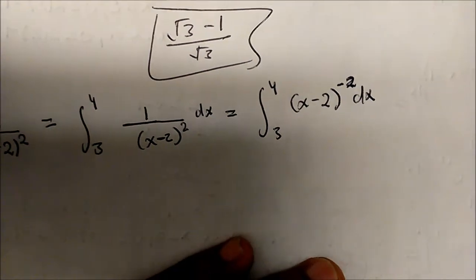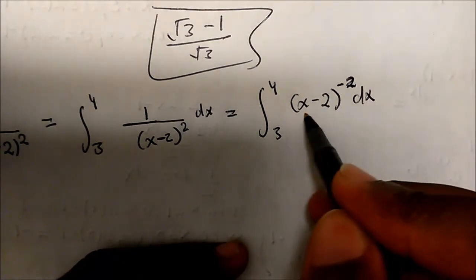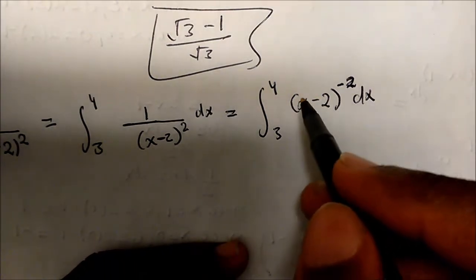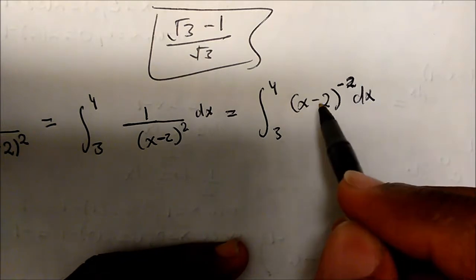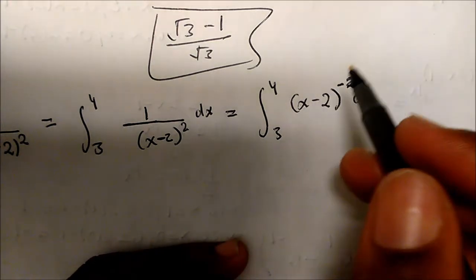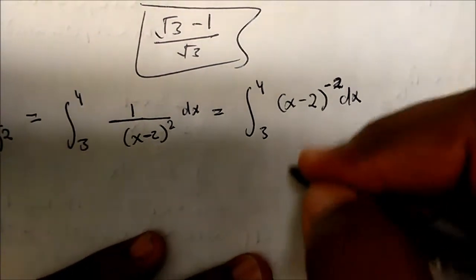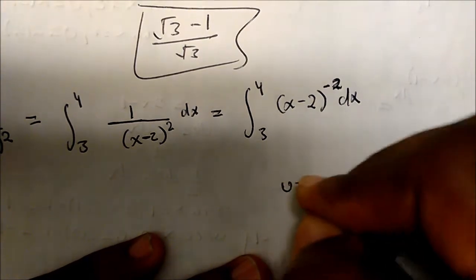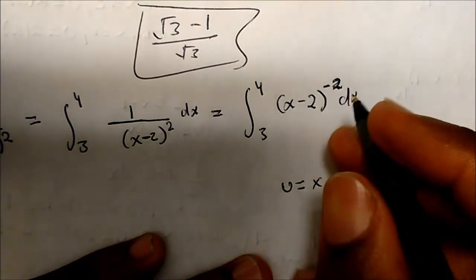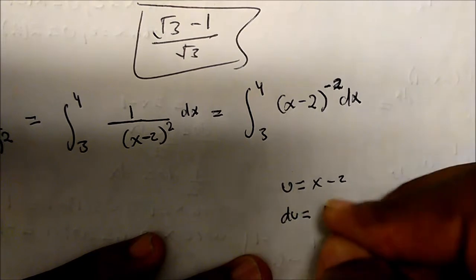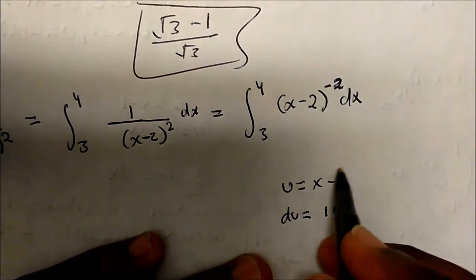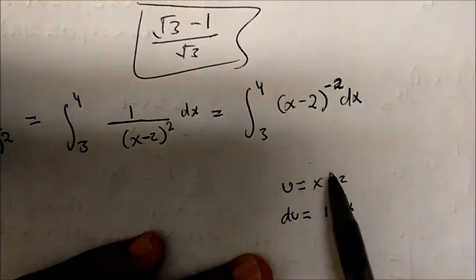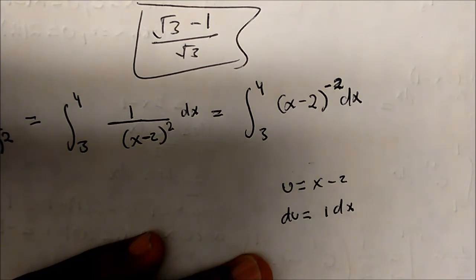So now I could set my u to be whatever is in the parentheses, and this is not always the case, but most times. So this is just x minus 2. That will be my u. So my u will be x minus 2, and du is just 1 dx. The derivative of negative 2 is 0, and the derivative of x is 1.